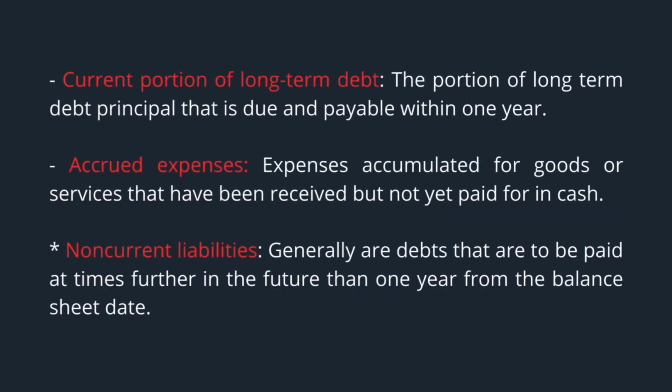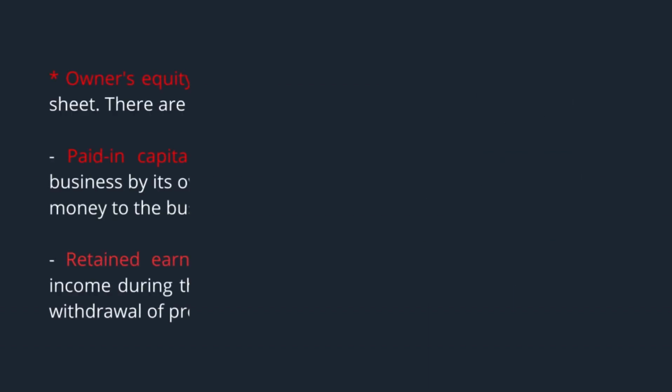Current portion of long-term debt: the portion of long-term debt principal that is due and payable within 1 year. Accrued expenses: expenses accumulated for goods or services that have been received but not yet paid for in cash. Non-current liabilities generally are debts that are to be paid at times further in the future than 1 year from the balance sheet date.